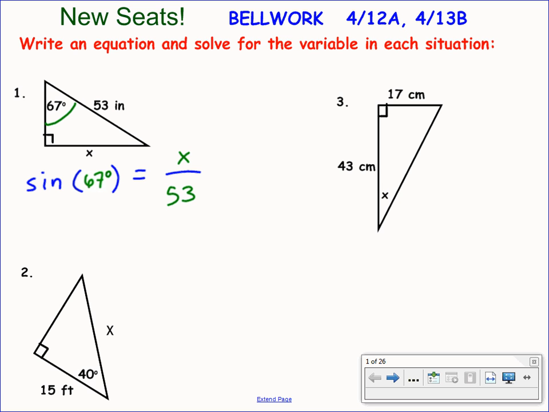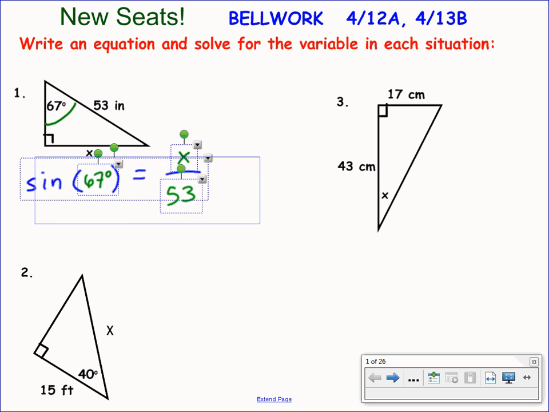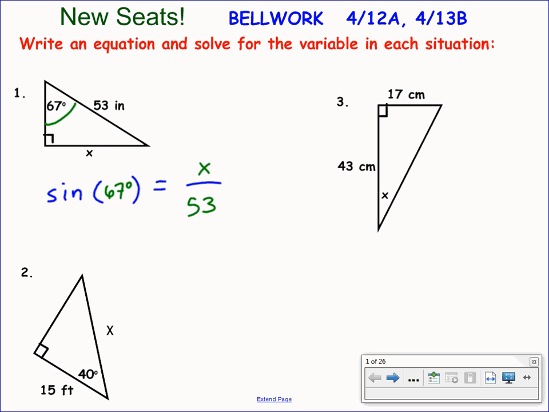Raise your hand if you have this equation. Sine of 67 degrees equals x over 53. Excellent. Now we can go ahead and solve for x. Depending upon where x is, we'll use a different series of inverse operations. It looks like for this one, it's a one-stepper. We can undo that division by 53 and solve for x in one step. Multiply by 53 and get my exact answer: x equals exactly 53 sine of 67 degrees.